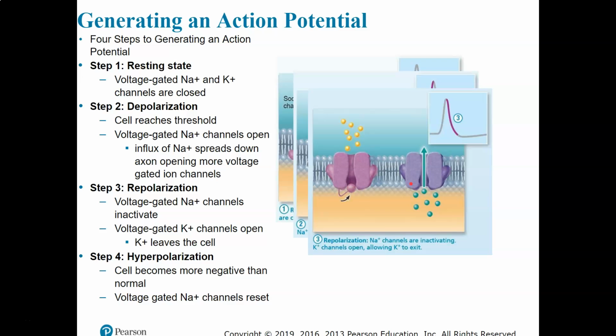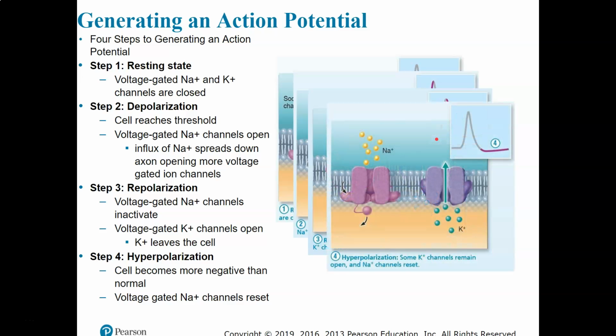Note at this point the inside of the cell is actually positive, so we have both the electro and chemical gradients forcing potassium out, and so potassium leaves the cell very quickly, repolarizing the cell. Because the cell is more permeable to potassium than normal at this point, we actually undergo what's called hyperpolarization.